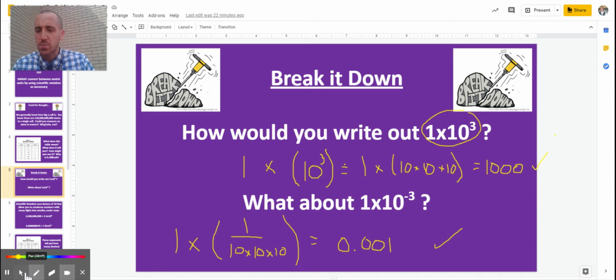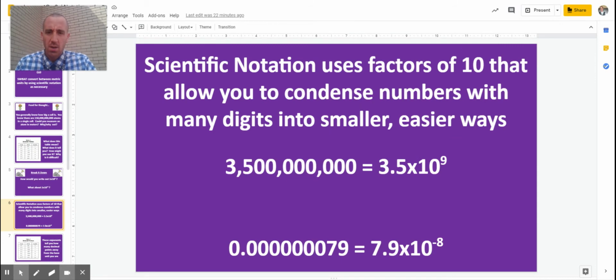Let's start to look at a few specific questions that are ones like you might see in this class. All right, so all it does is allows you to use factors of 10, so it allows you to condense numbers with many digits into smaller, easier ways. So take a minute and look at these two. You're looking at 3 billion, 500 million, that's your answer, right? 3,500,000,000 as a number. Now, if we put it into scientific notation, instead of writing 3, 5, and then all these zeros, you can condense that all to say 3.5 times 10 to the 9th.